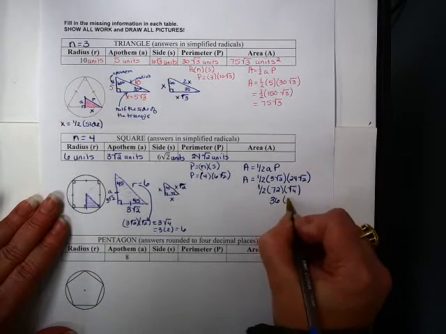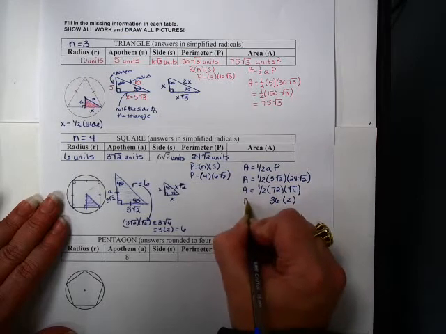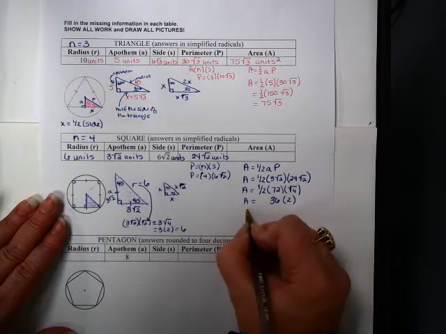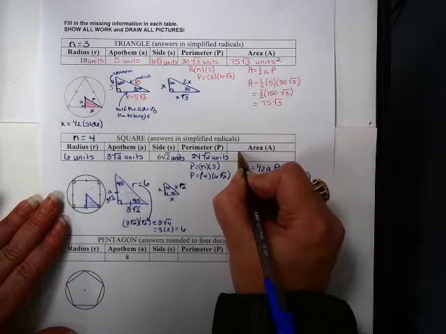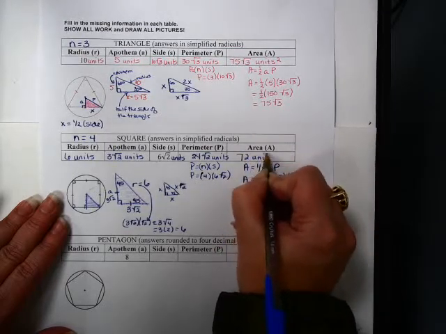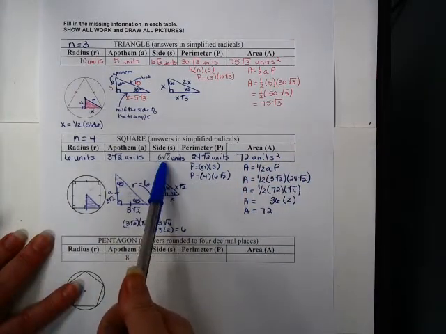Rad 4 is 2. So now, to find my area, I just multiply 36 times 2. Okay, so that's going to be 72 units squared. And remember, we knew that the side was 6 rad 2.